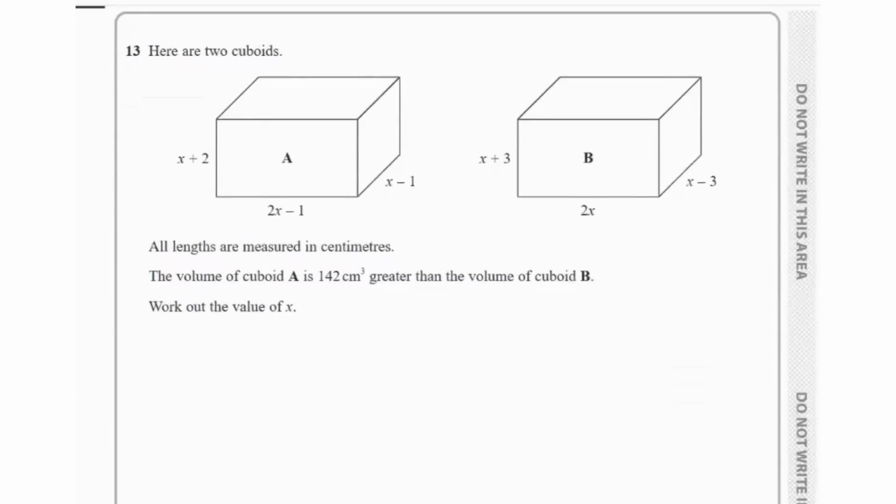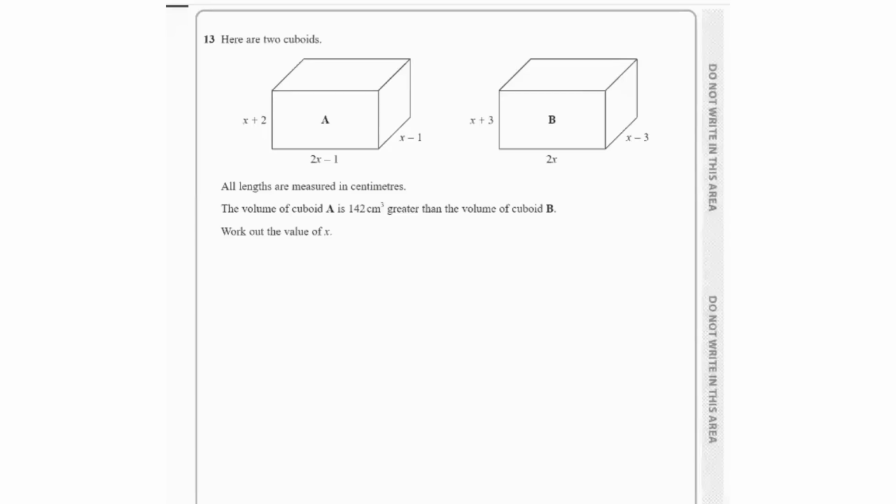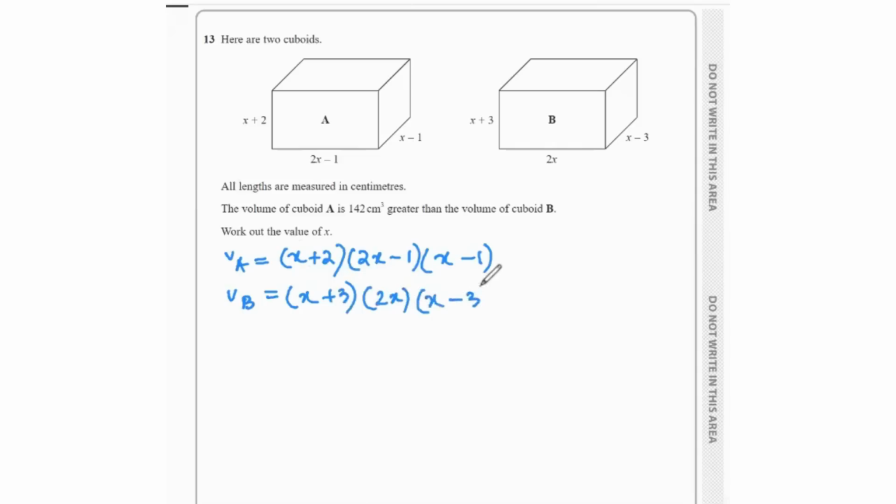Then it says here are two cuboids. All lengths are measured in centimeters. The volume of cuboid A is 142 centimeter cube greater than the volume of cuboid B. Work out the volume of X. So for this, I'm going to create an equation where volume of A is basically equal to x plus 2 times 2x minus 1 times x minus 1. And volume of B is going to be x plus 3 times 2x times x minus 3.